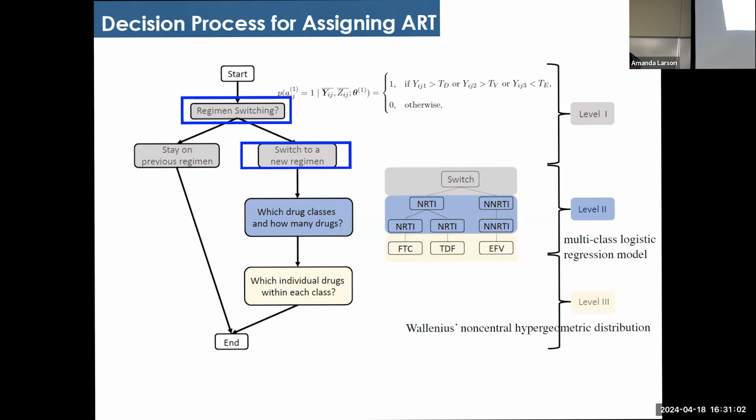Yeah, and the last level is after you determine, for example, which drug class you want to draw the drug from. Then, for example, if you have 10 possible drugs there, it's just a non-central Hamilton multinomial distribution that you can draw the individual drugs from, within this specific drug class you have already determined. Yeah.